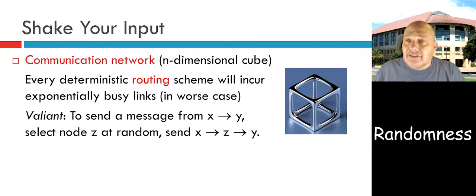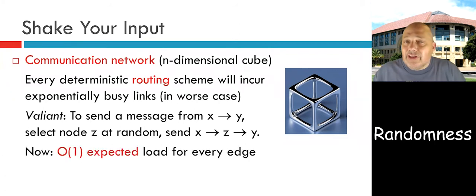And the idea is that whenever everybody's sending their messages to their own random Z, these messages are sent to a random location. And then in the second part, they are sent from a random location. So there is no bad permutation. Every permutation from X to Y that may be bad is turned into two random permutations, one from X to Z and one from Z to Y. So now the expected load on every edge is going to be order 1.